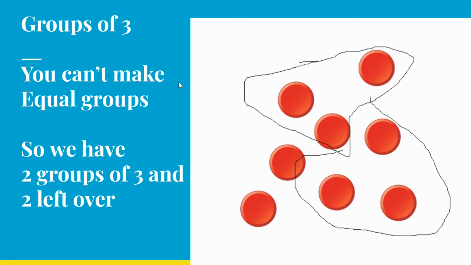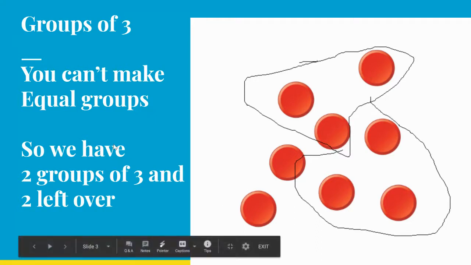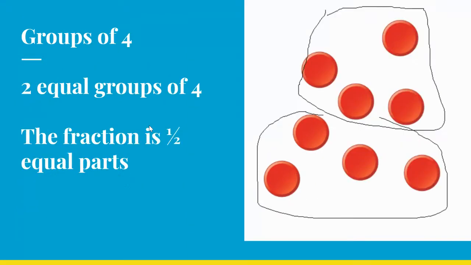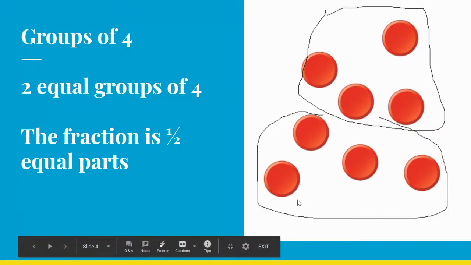All right, groups of 3. If you wanted to split it into 3, you can't actually make equal groups. We have 2 groups of 3, and then we have 2 left over. So it's not equal groups, and you would not be able to have equal fractions here. Groups of 4. You could have 2 equal groups of 4. The fraction is 1/2 equal parts, because 4 is 1/2 of the total of 8.